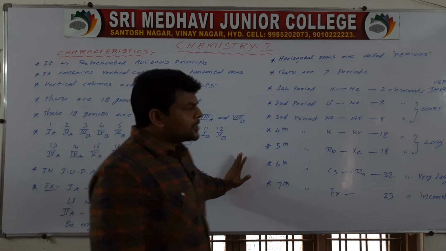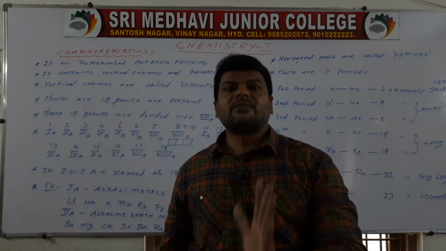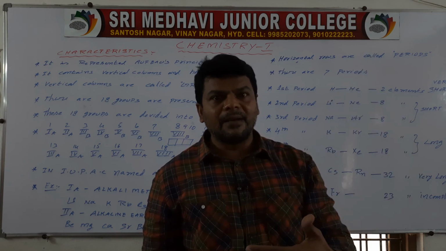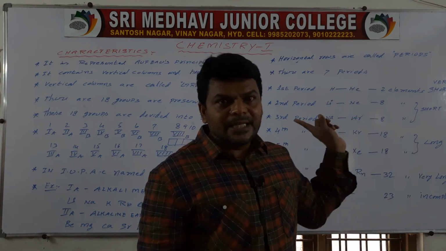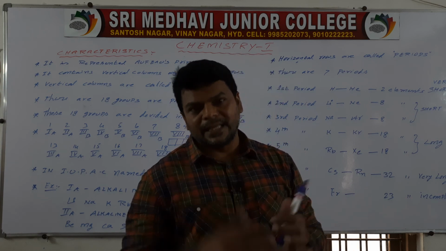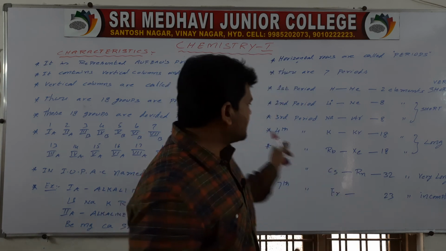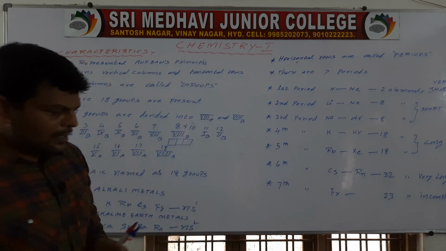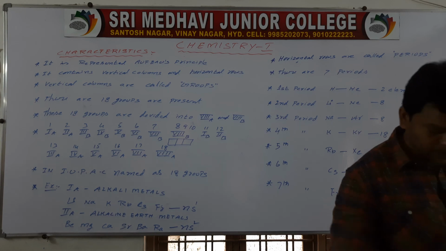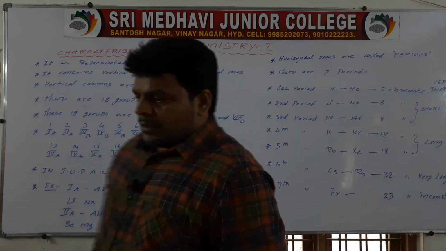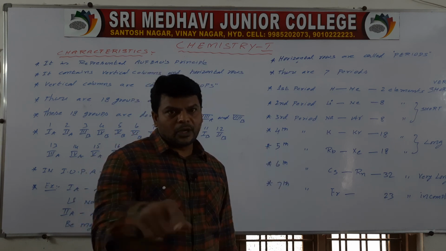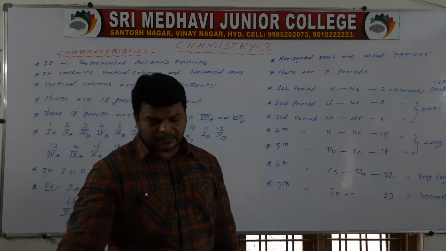When you are going to read this construction of the long form of the periodic table, keep the long form of the periodic table aside. Then read these points and look at that periodic table, then you will get it easily. This is the way the long form of the periodic table was constructed by Niels Bohr. Any doubts in this topic?